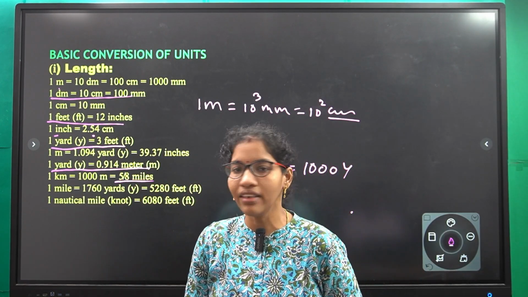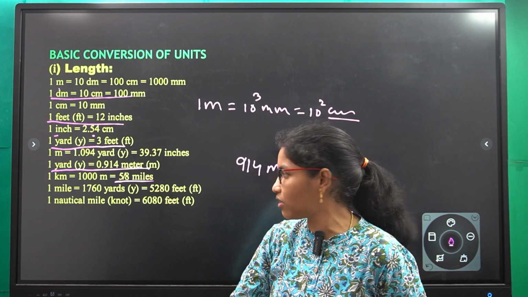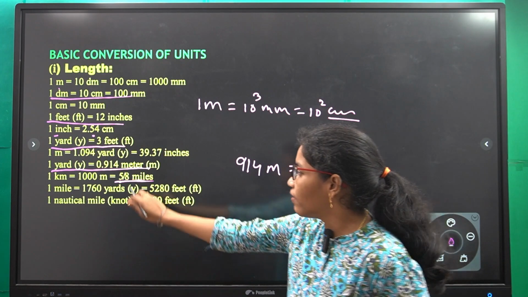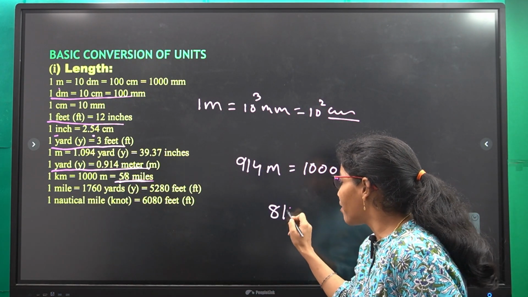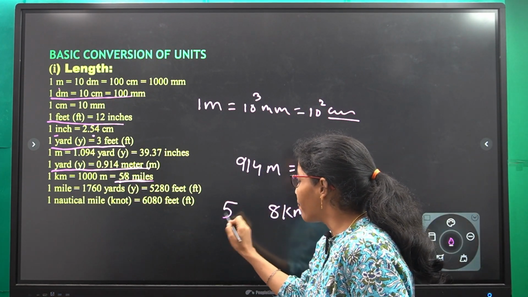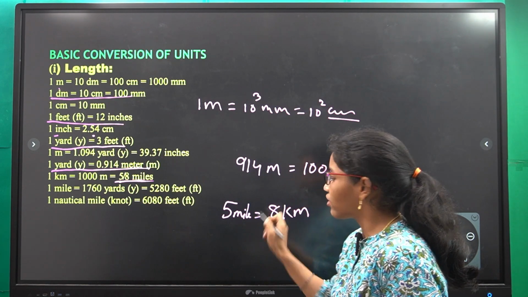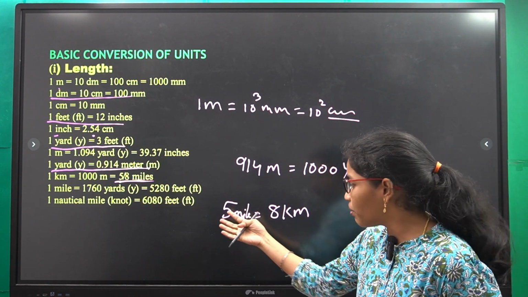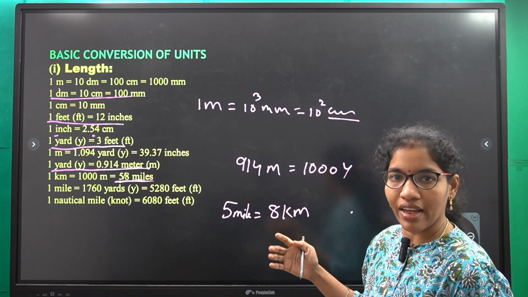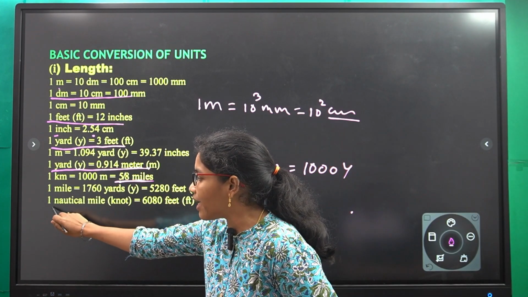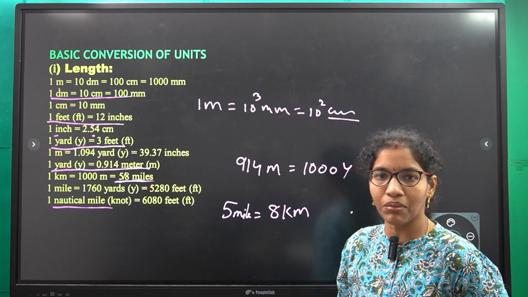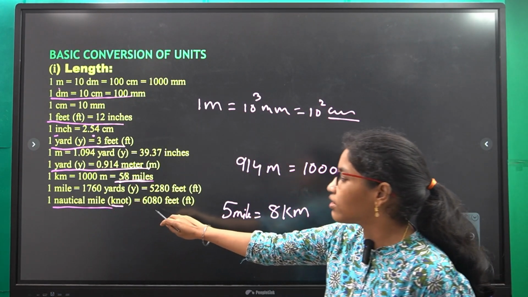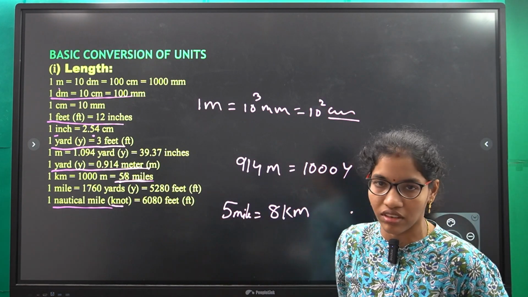In previous years the measurement was generally done in miles only, right? So 8 kilometers equals 5 miles. Like that, 10 miles means 16 kilometers, 20 miles means 32 kilometers. Nautical miles are also measurements of length. A nautical mile is denoted with knot, which equals 6080 feet.